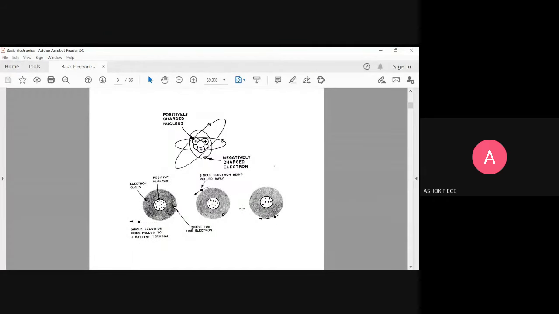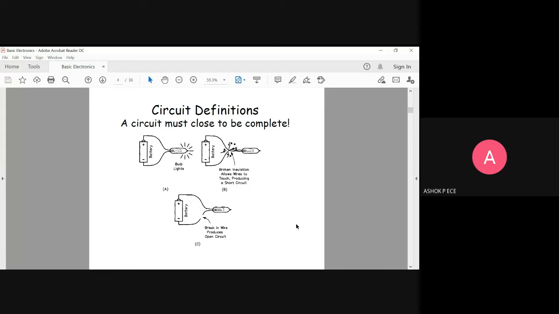And this one we have seen, your atom structure. We have a positively charged nucleus, with electrons orbiting around it. If I can pull one electron outside, that free electron, when it moves, is going to constitute my current. And this free electron will always go towards the positive terminal of my battery because electrons are attracted towards positive potential.